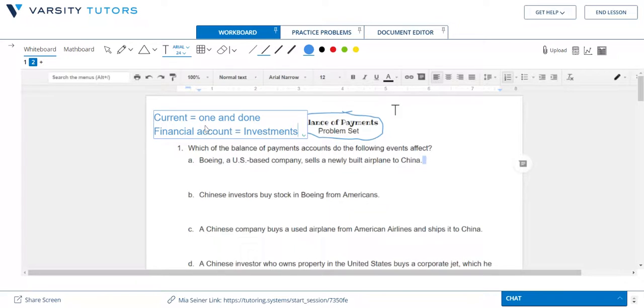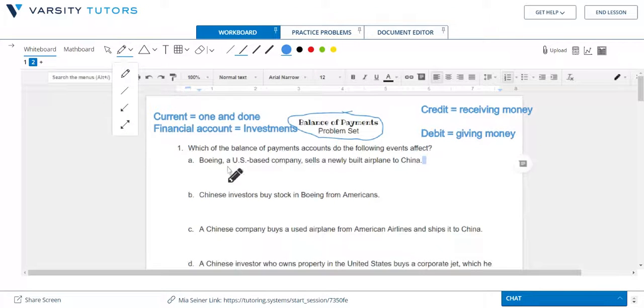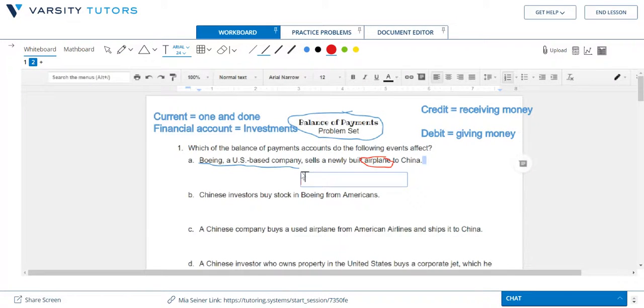The other aspect of it is there's such a thing as a credit and such a thing as a debit. When you are debited, you're giving money to someone. When you are credited, you are receiving money. So when we talk about Boeing being a US based company, then we're talking about the US current account. When we talk about the idea that it sold an airplane, that airplane is the one and done thing. So that's how I know it's the current account.